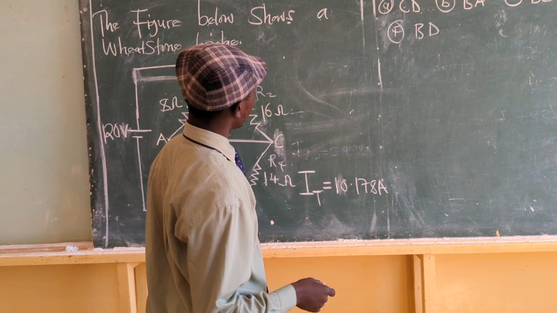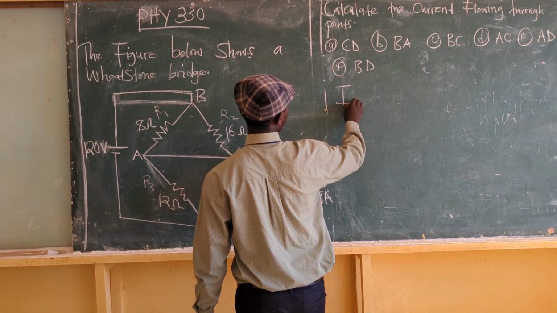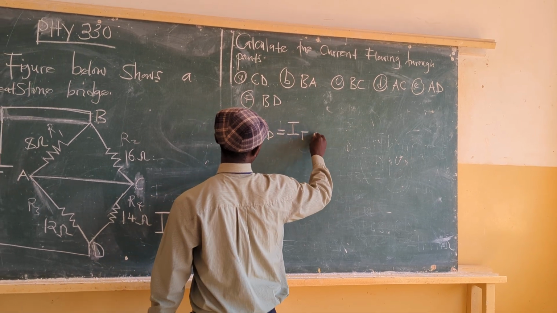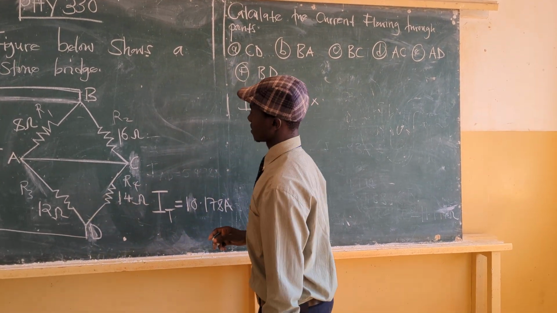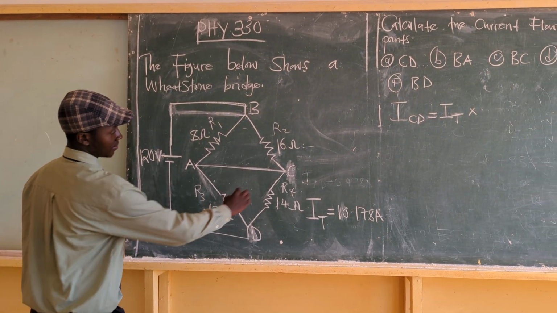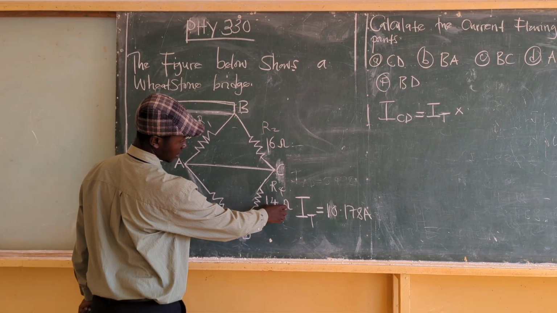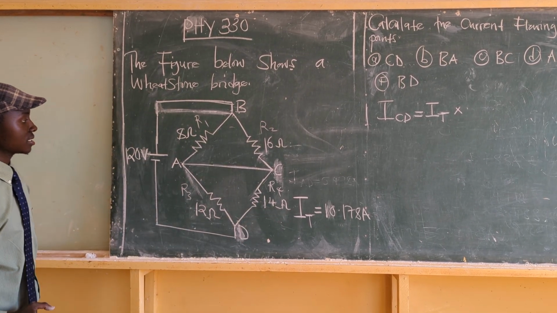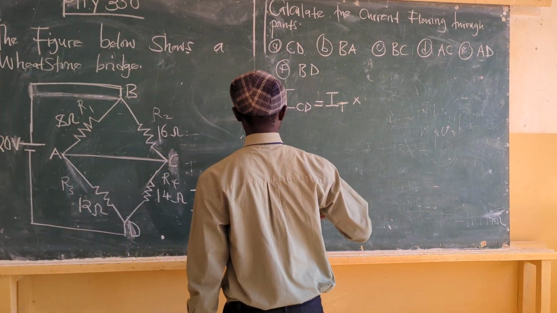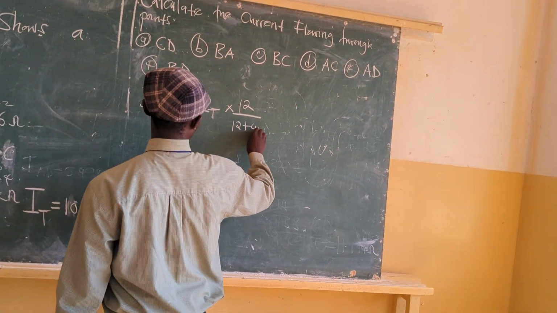For us to calculate the current flowing at the point CD, we say current flowing at the point CD equals the total current times, here is the secret: if you are finding the current at point CD, you don't get this resistor, which is the 14 ohms resistor, but get the opposite resistor, which is the 2 over there. So this becomes 12 over 12 plus 14.